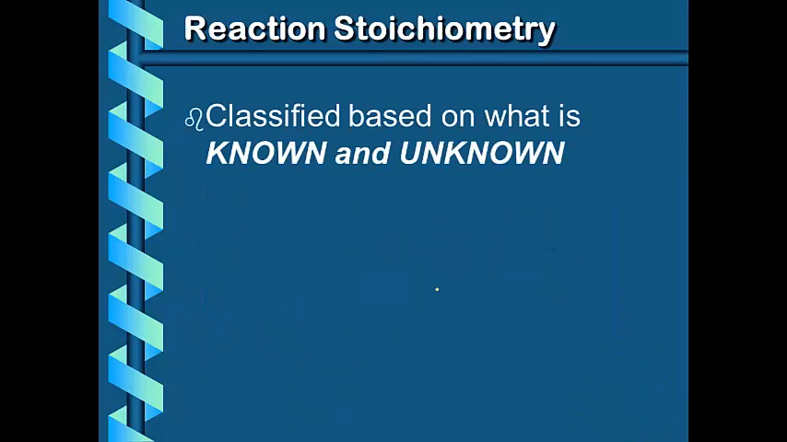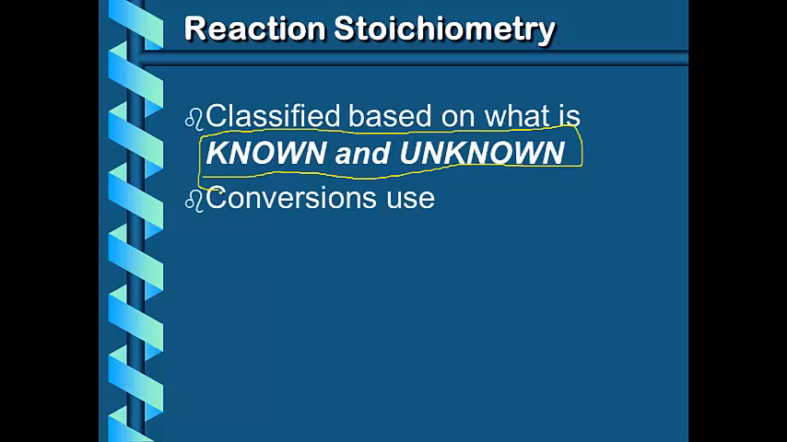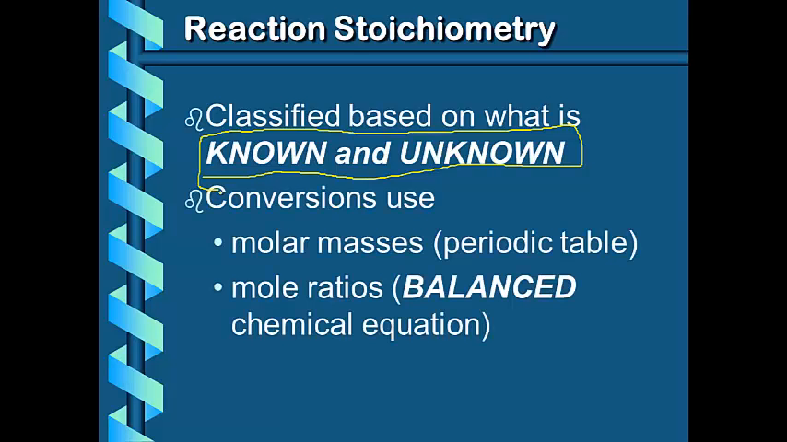We are all going to come back to what is known and what is unknown. So we're going right back to always figuring out what they tell us and what we're trying to figure out. And we have to be able to use a couple of old, not old, but different conversion factors. The big conversion factors that we're going to use are going to be molar masses. So you've got the periodic table. Remember, you find the molar masses.